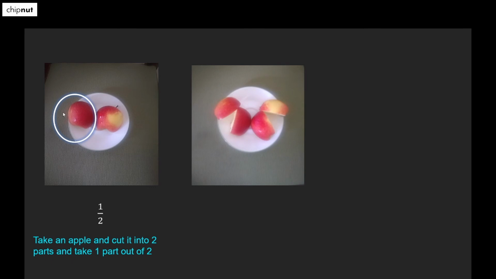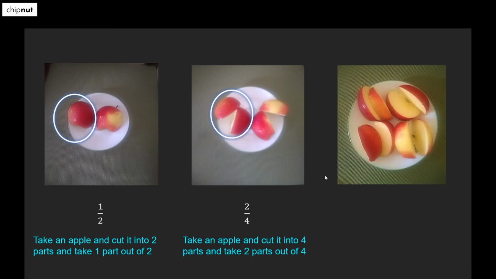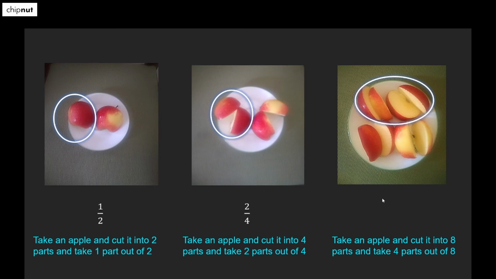Now, if I cut these half portions into another half portions, I get totally 4 parts. But I take only 2 portions of it, and again I get 2 by 4. If you see, these 2 portions are equal, okay? But the fractional representation of them is different. But since they represent the same quantity of the whole apple, they are called equivalent fractions. Now I further divide these small pieces into further parts. I made 8 parts out of it and I take 4 parts out of it. And what do I get? I get the same portion of the apple and I represent it as 4 by 8.